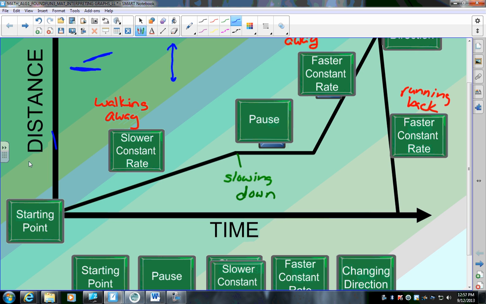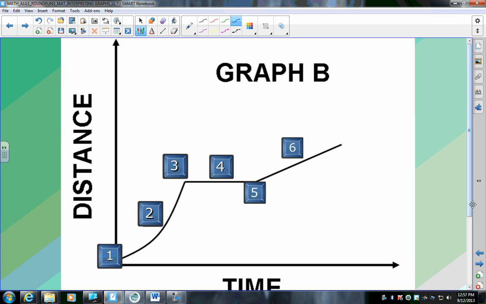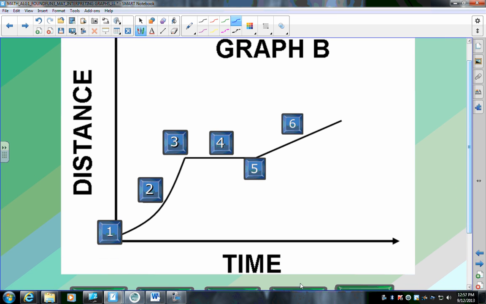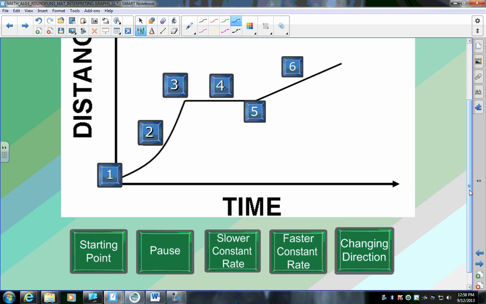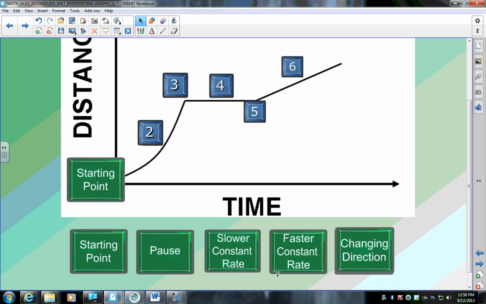Okay, let's look at the next one. There's the next one. Sketch graph B. Pause it if you need to. Okay, looking at graph B, here are some of my answer choices. Now, this is why some of them aren't going to fit totally. But I do know what number 1 needs to be. What is number 1? Starting point. We're going to start there.